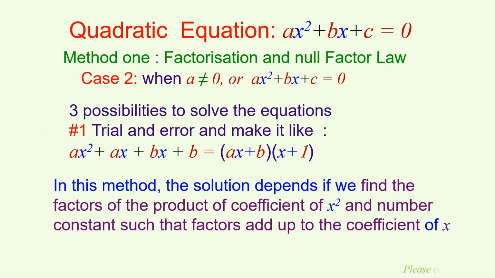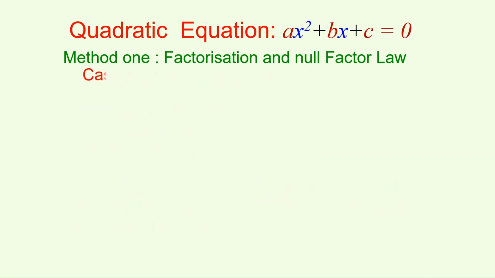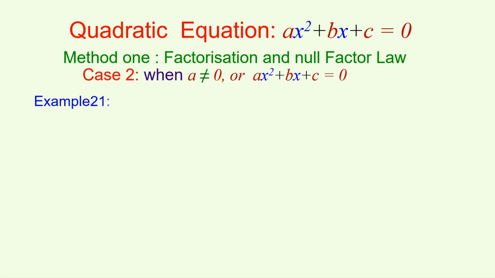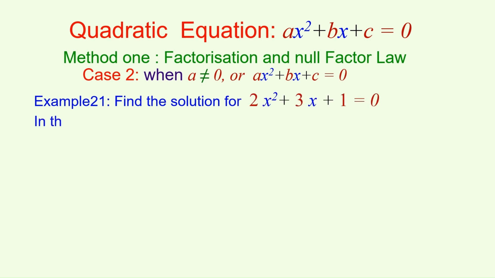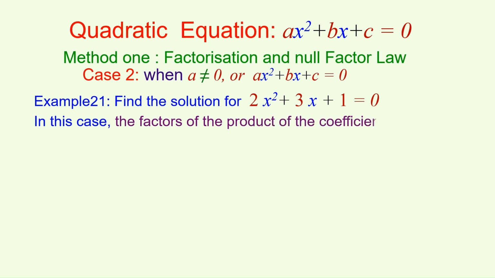Case 2. When a is not equal to 0. In the trial and error method, the solution depends on whether we can find the factors of the product of the coefficient of x squared and the constant, such that the factors add up to the coefficient of x. For example, find the solution for 2x squared plus 3x plus 1 is equal to 0.